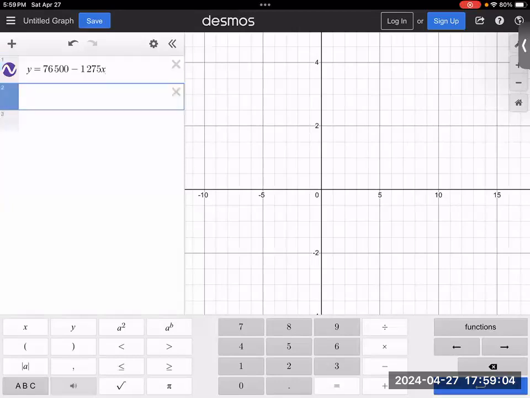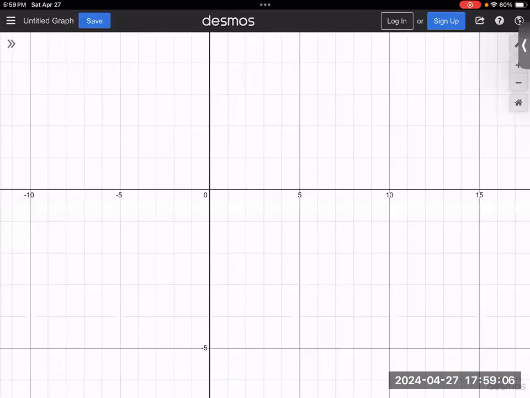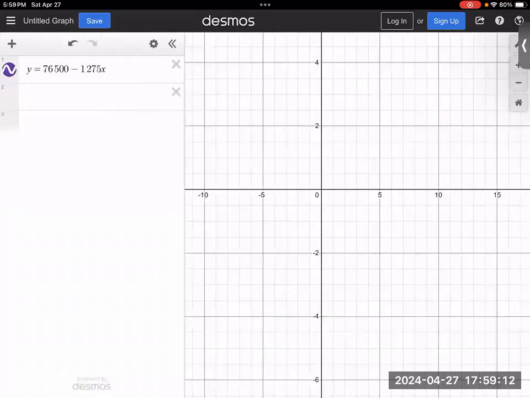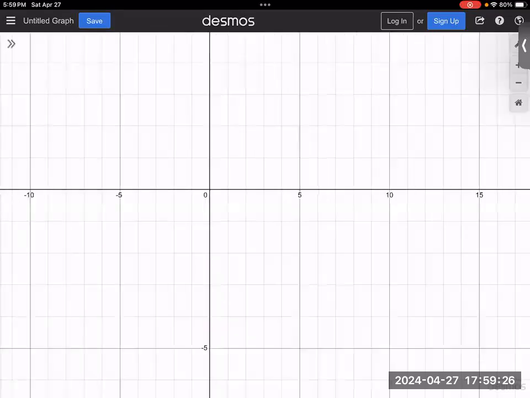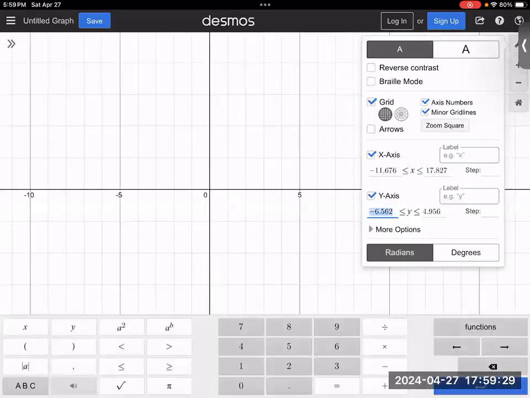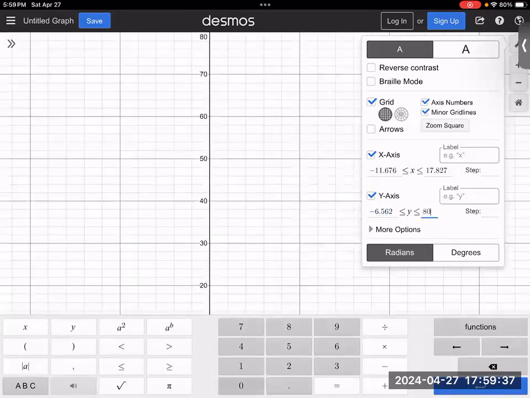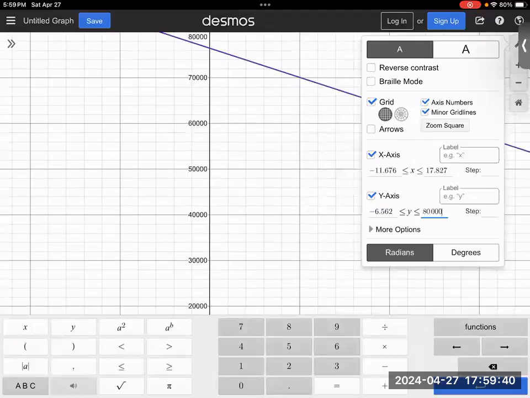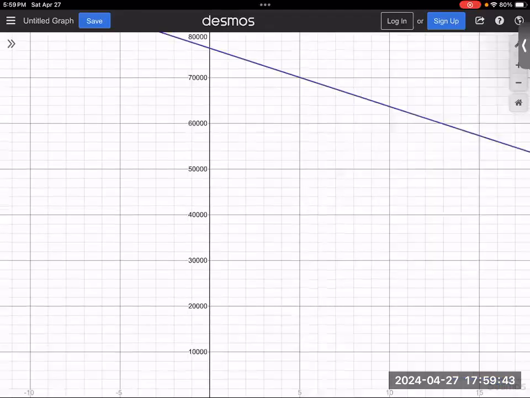So we have this equation, and notice that if you're not seeing it here, that just means your window isn't all that great. If you're taking a look at your y-intercept, that's a very, very big value. That's $76,500. So we're going to have to change your y to a much higher value. So let's change it to maybe 80,000. Notice by changing that, it gives you that line automatically.